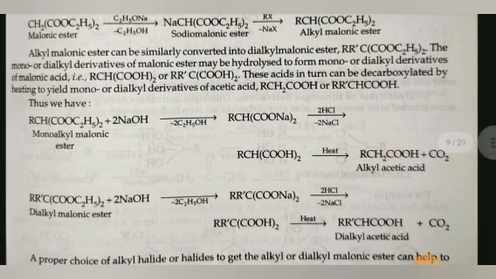Alkyl malonic ester can be similarly converted into dialkyl malonic ester. The mono or dialkyl derivative of malonic ester may be hydrolyzed to form mono or dialkyl derivative of malonic acid. These acids in turn can be decarboxylated by heating to yield mono or dialkyl derivative of acetic acid.